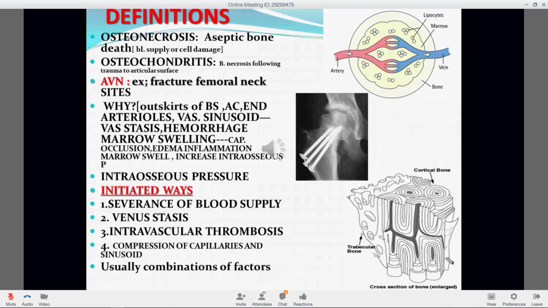The process of increasing intraosseous pressure may be initiated in several ways. First, severance of blood supply, venous stasis, intravascular thrombosis, compression of capillaries and sinusoids because of swelling of the bone marrow. Whatever the cause, usually it is a combination of factors that will lead to osteonecrosis.